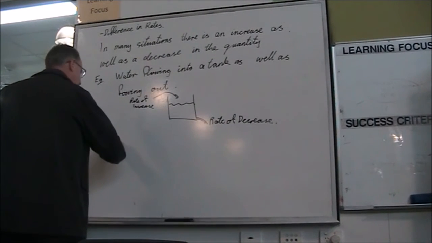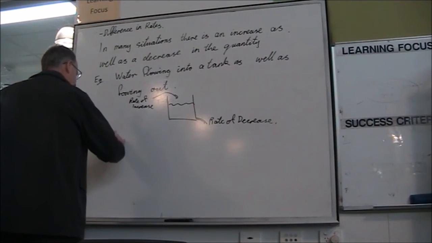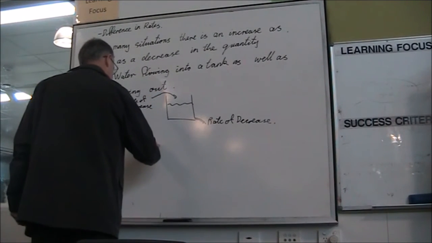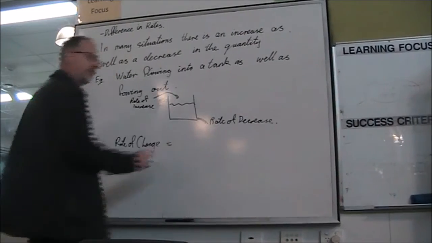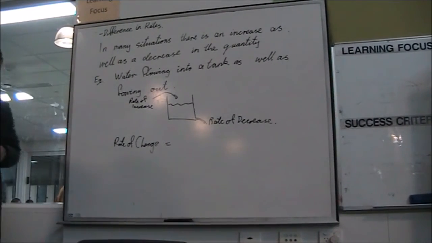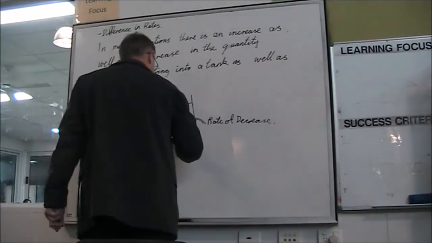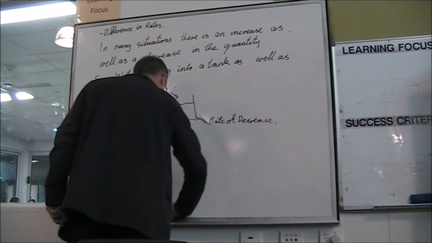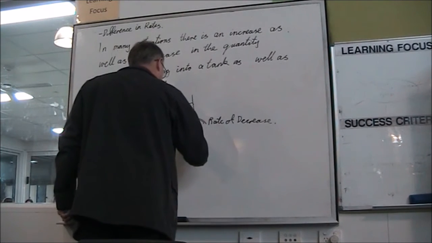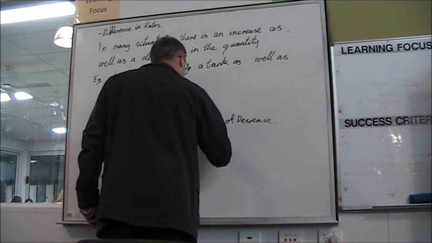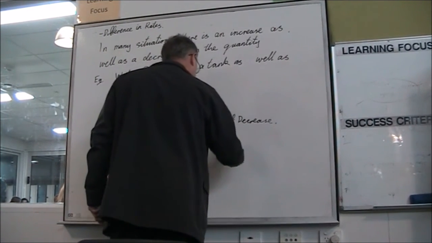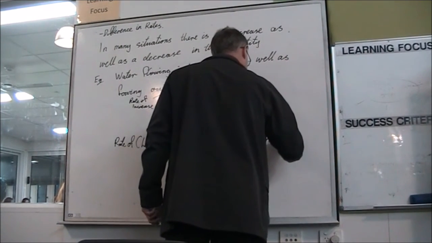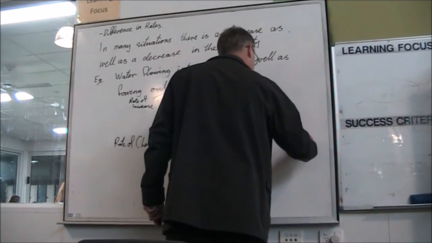So the way we deal with that is we look at the overall rate of change. And so the rate of change, right, so that's the overall of what's going on. We usually define it as the rate of increase minus the rate of decrease.